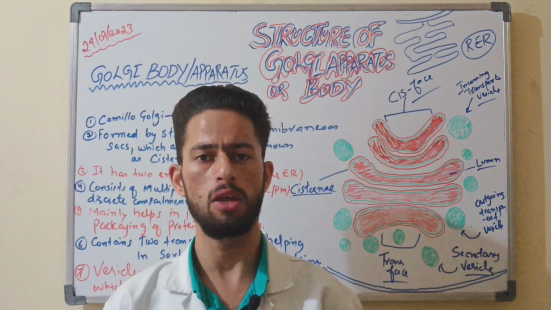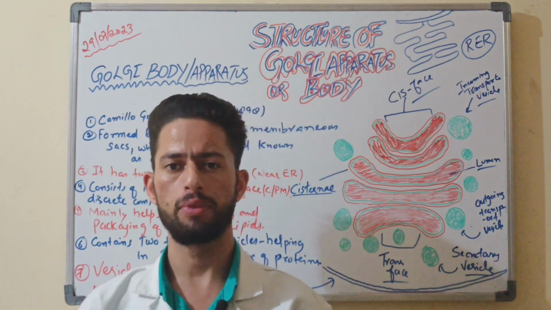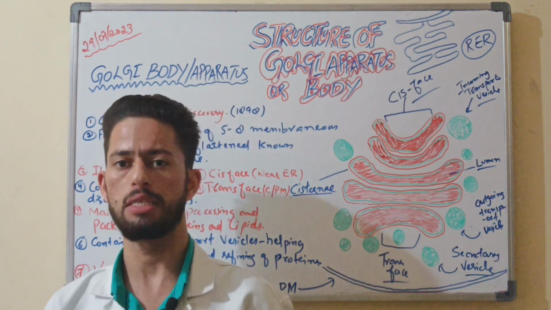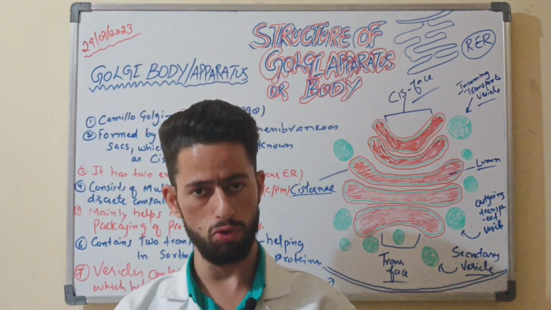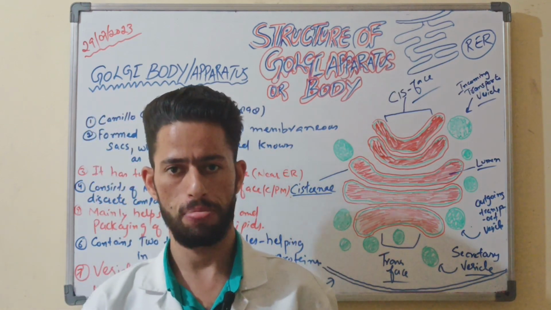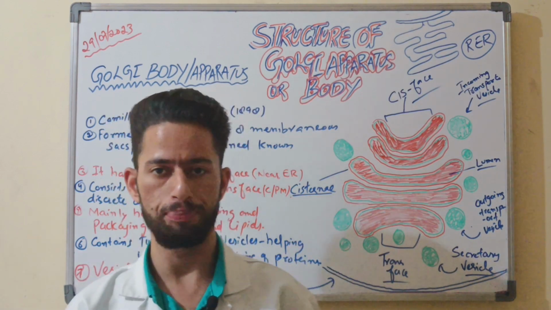Okay, so we can say that the Golgi apparatus or Golgi bodies mainly contain 5 to 8 membranous sacs. These membranous sacs are flattened sacs, so they are known as cisternae. The space in the cisternae is known as the lumen.